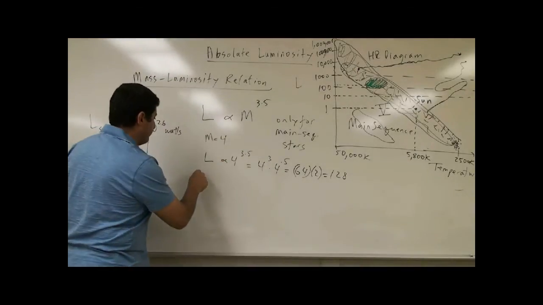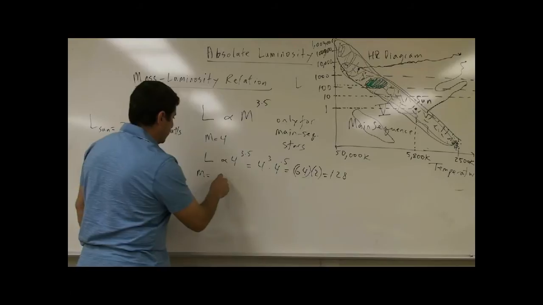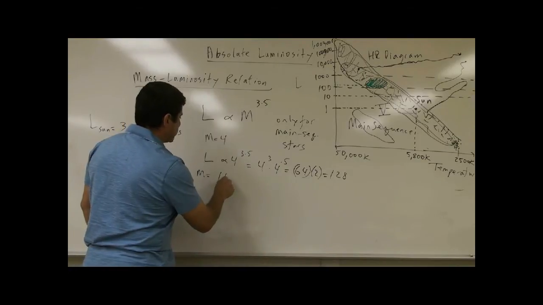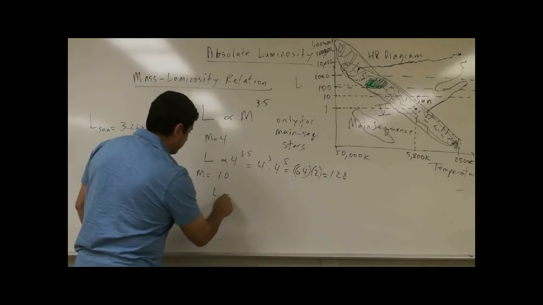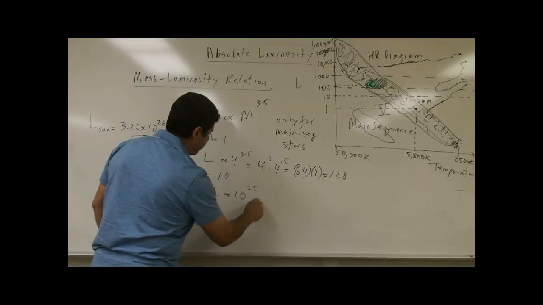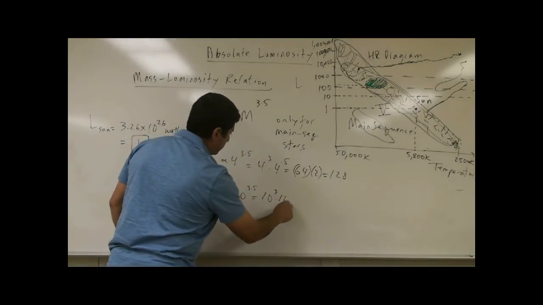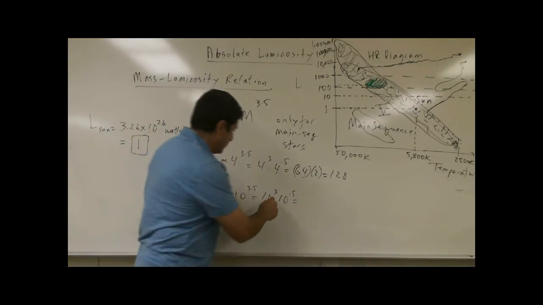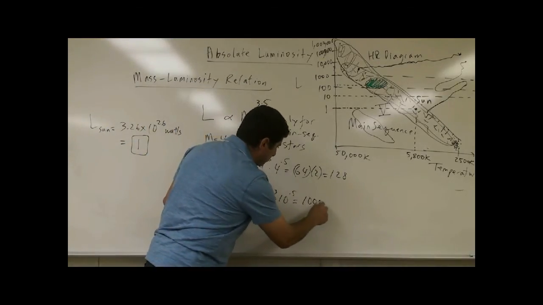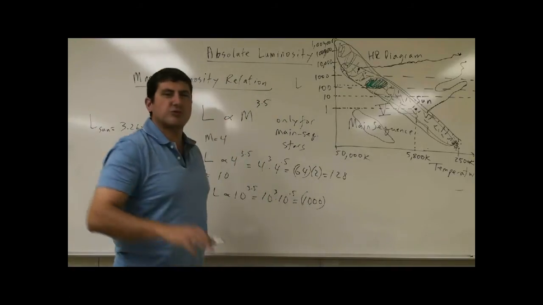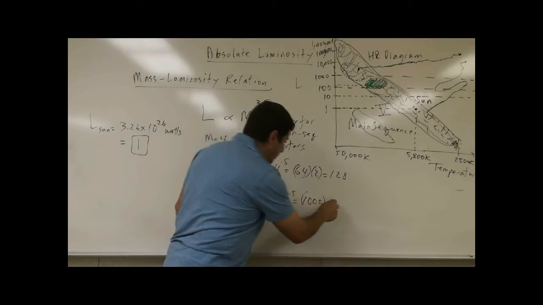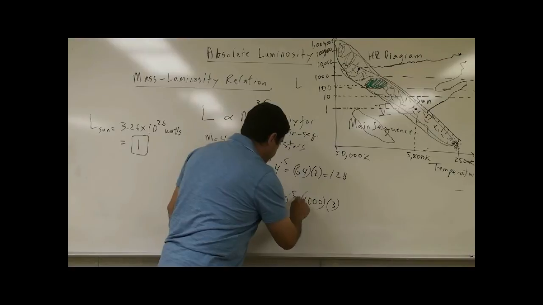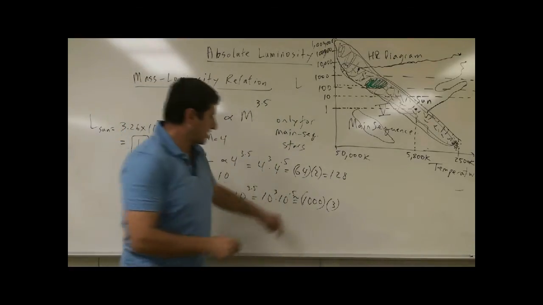Let's say the mass is 10 times as much. The luminosity would be 10 to the power 3.5, which is 10 to the third times 10 to the square root. Well, 10 square root is not a perfect number. 10 to the third is 1,000. 10 square root, roughly speaking, is about 3. So I'm just going to say approximately, that's 3,000.